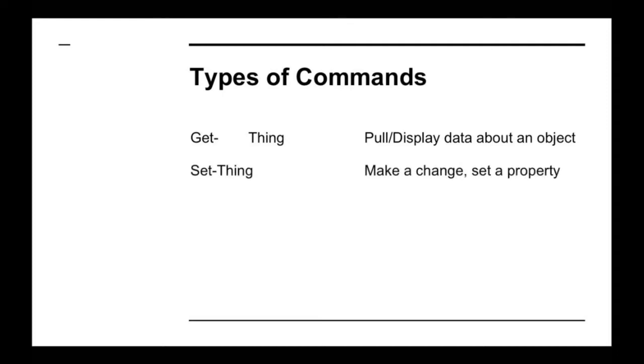Set, my tab is off, I just realized. Set dash thing. That's where you can actually make a change to something. You can set on a cluster, for example, you can turn off high availability or DRS or something. So you can actually make a change to a property with set commands.